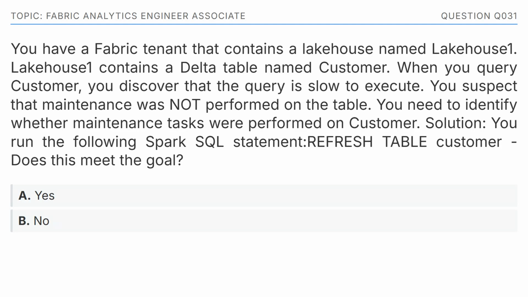You have a Fabric tenant that contains a lakehouse named Lakehouse 1. Lakehouse 1 contains a Delta table named Customer. When you query Customer, you discover that the query is slow to execute. You suspect that maintenance was not performed on the table. You need to identify whether maintenance tasks were performed on Customer. Solution: you run the following Spark SQL statement: refresh table Customer. Does this meet the goal?